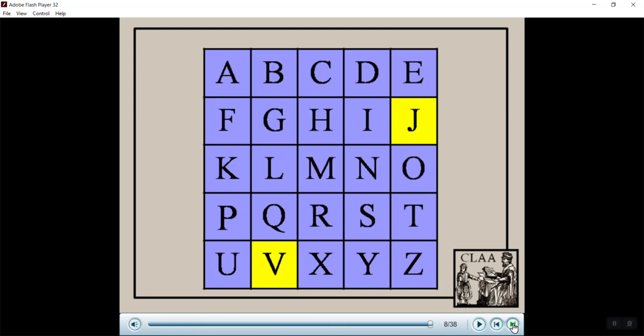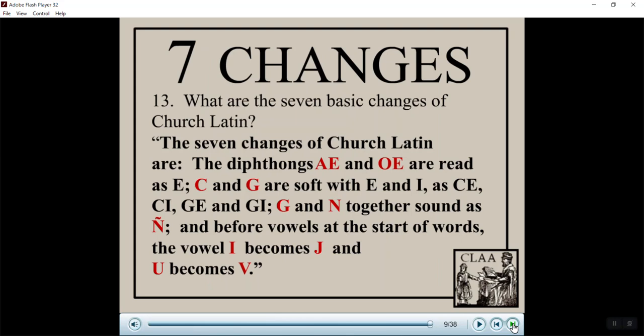To learn about the changes that took place when we moved from classical to ecclesiastical Latin, I'd like to share a song with you to help you remember the rules. We're going to learn that there were seven basic changes of Church Latin. Seven basic things that changed as we moved from Classical Latin into Church Latin. Let's read the question and answer together, and in the next slide, I'll teach you a song that will help you to remember this rule.